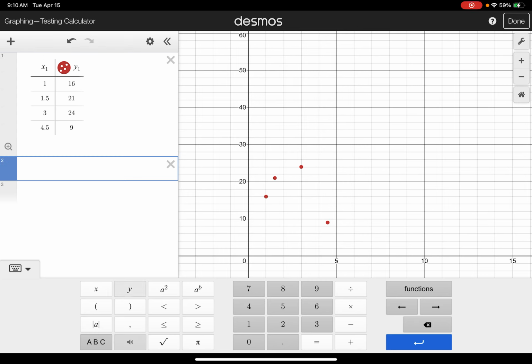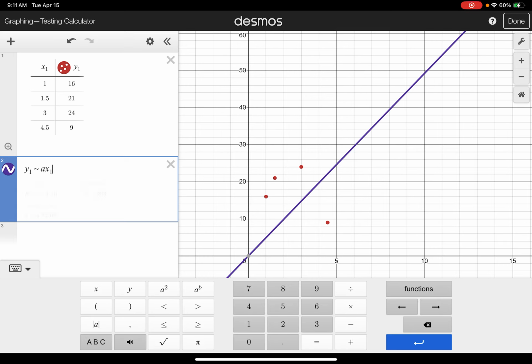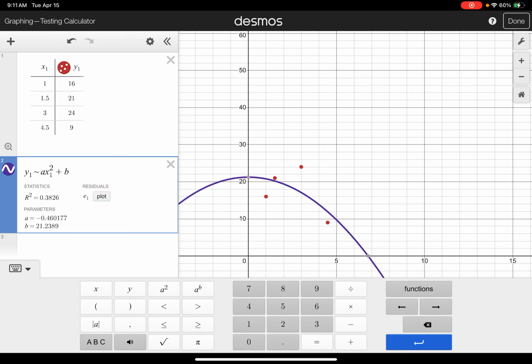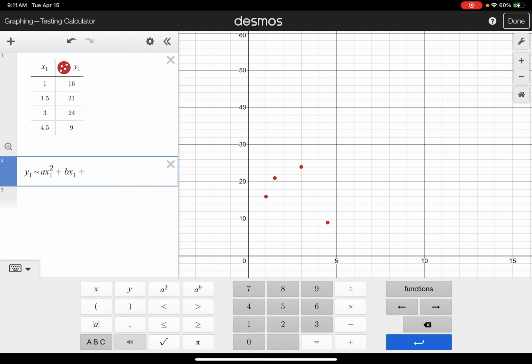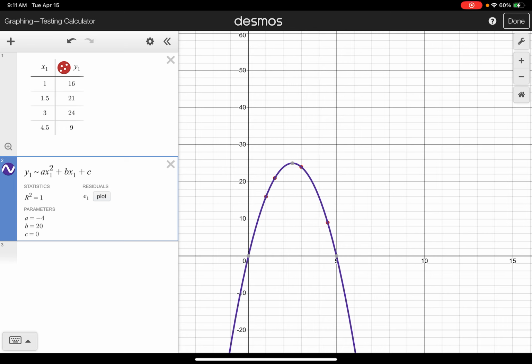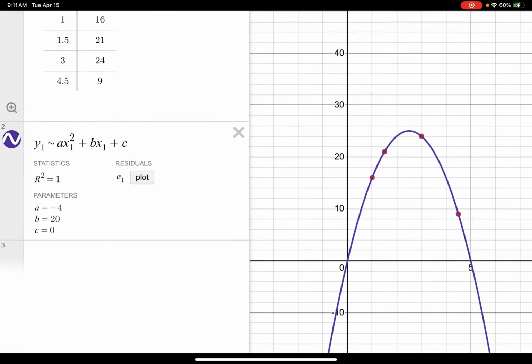Okay, I'm going to run a regression. Here we go. y1 approximately a x sub 1 squared plus b x sub 1 plus c. There we go. And look at that beautiful curve, right? Do you notice how it's going perfectly through those points, which means his jump was perfectly parabolic, which makes sense. And so our numbers are going to be nice, pretty whole numbers, as you can see over there on the left, right? The A value is -4, the B is 20, and the C is 0.